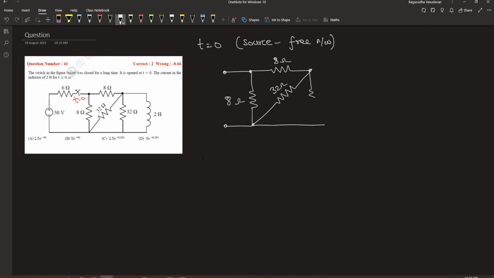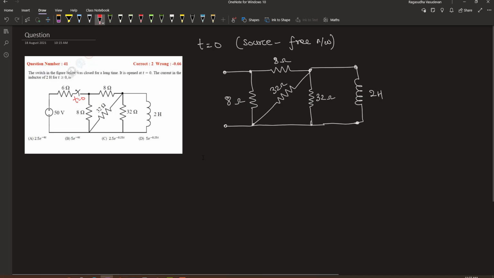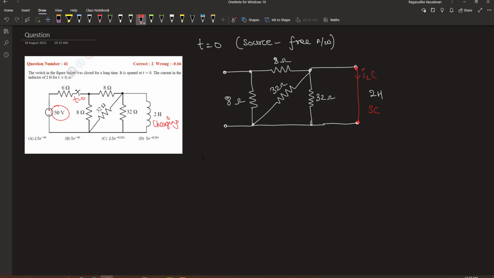So the network will become like this. Since the switch was closed for a long time, the 50 volt power source will have powered this network and the inductor will be charging. So after it is charged, it can be replaced as a short circuit. So this is the short circuit of the inductor. Let us denote this as IL 0 plus. IL of t is given by the current up to which the inductor is charged times e to the power minus t divided by tau, where tau is the time constant of the network.